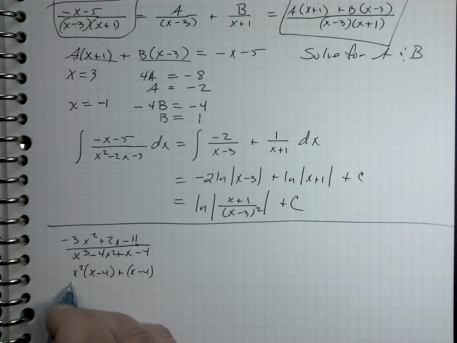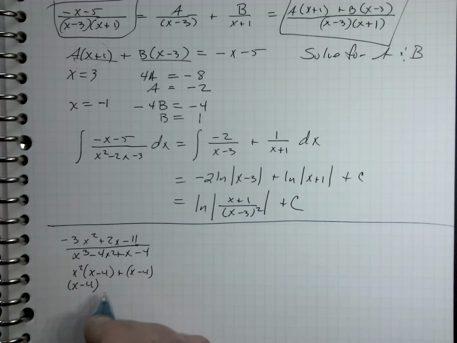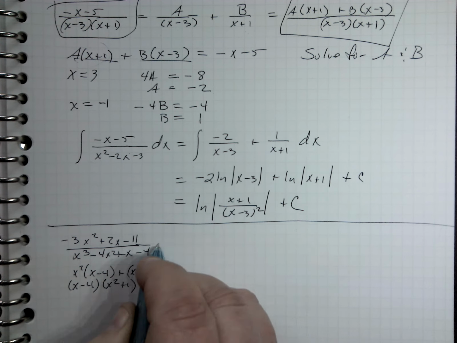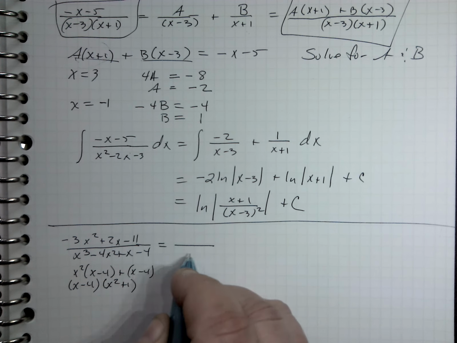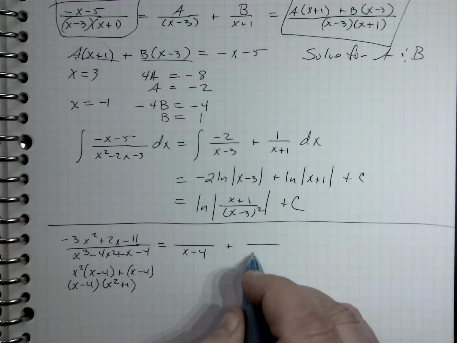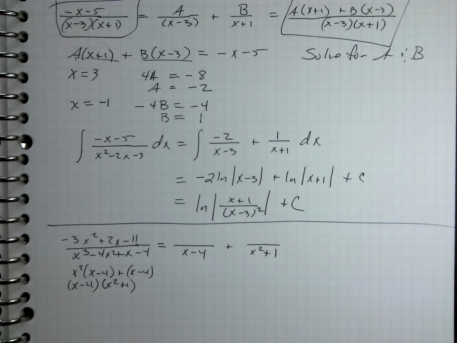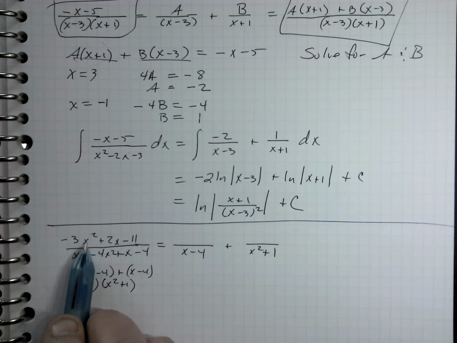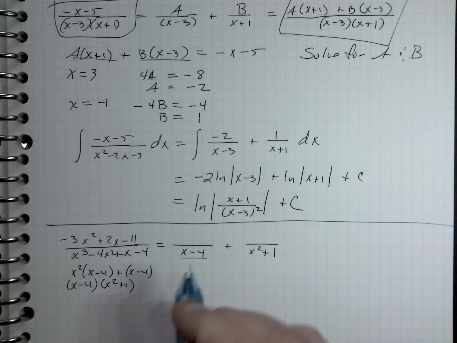So now I can factor out an x minus 4, and I'm left with x squared plus 1. So this can be rewritten as something over x minus 4 plus something over x squared plus 1. We want to make sure we get every possibility, and these are lower degrees than the bottom. So for this one, I'm going to stick a constant on top, an a.